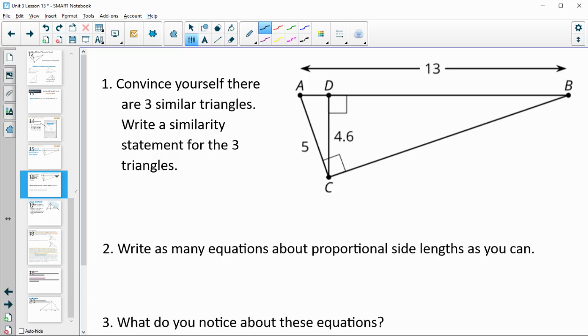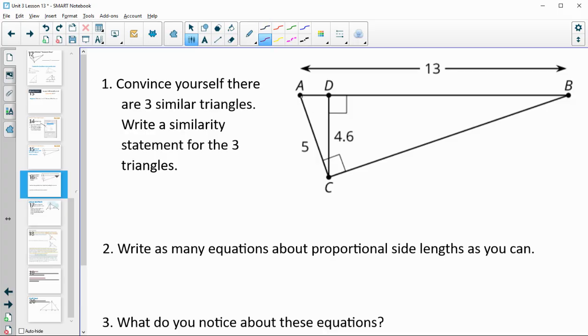Using this diagram, first off, convince yourself that all 3 of these triangles are similar to one another. It's kind of like what we've done, except there's no angle measures listed here. So figure out how these triangles are similar. Do you think they are? Then write as many equations about the proportional side lengths as you can, and then see if there's anything you notice about these equations. So pause the video, then come back for that.